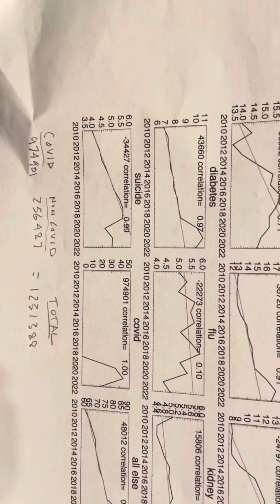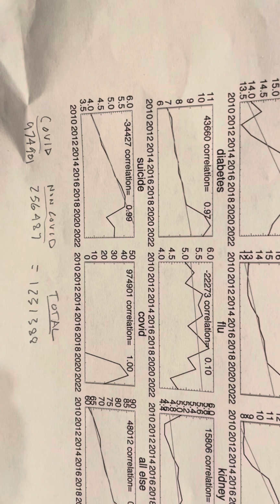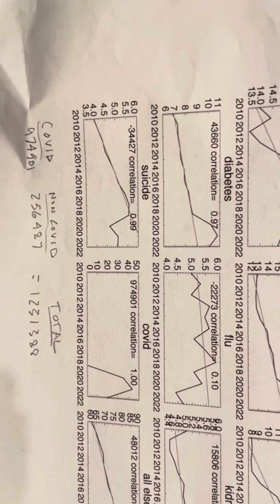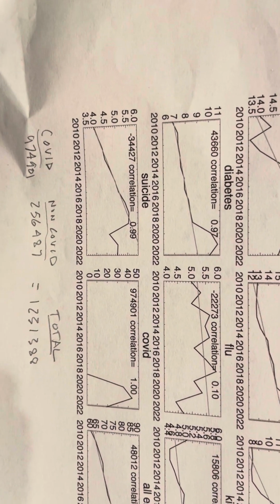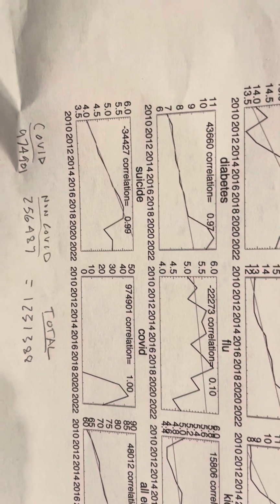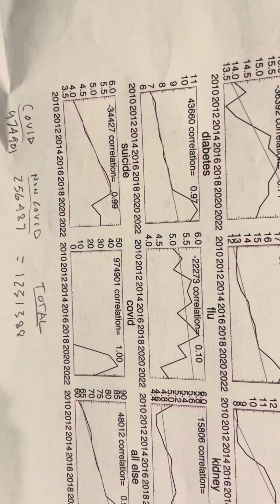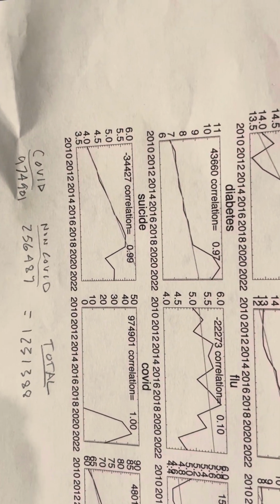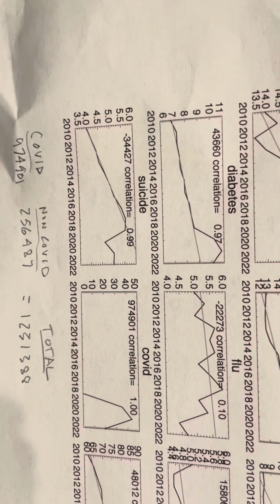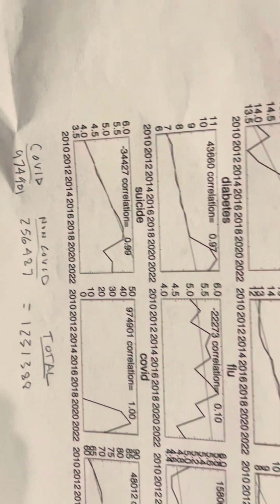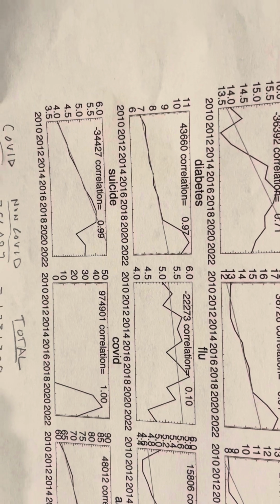So anyway, you add all these numbers up, the positives and negatives, and here's kind of the summary. So for COVID, we got 974,901 deaths. Non-COVID deaths increased by 256,487, for a total excess deaths of 1,231,388. And so I think it's interesting that 250,000 people have died in the last 3 years due to the COVID lockdown policies.